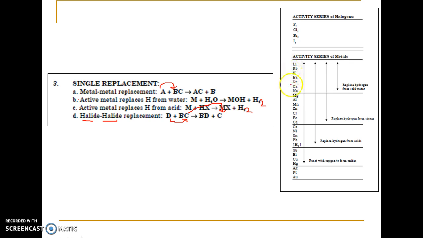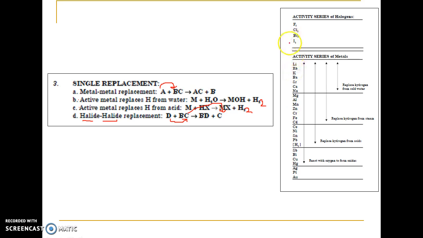Here are your activity series of elements. When it says active metal, here's where you're going to find active metals. Now, what we have to pay close attention to is when we use our activity series, the element that is by itself needs to be higher on the list than the metal that's in the compound.